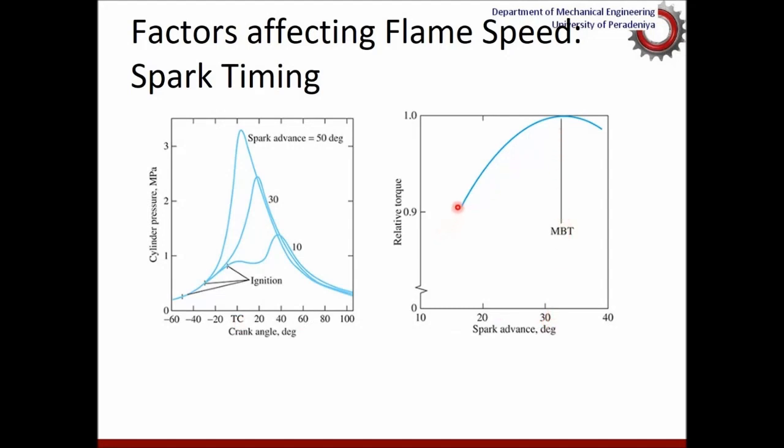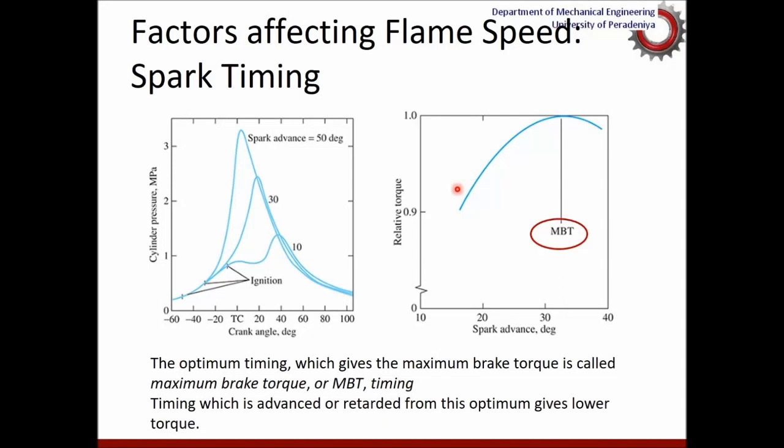as you can see here, the torque increases with the increase of spark advance, and after some time it starts coming down. Therefore, there is a certain spark timing which produces the maximum torque. So that is called MBT. The spark advance corresponds to the maximum brake torque.